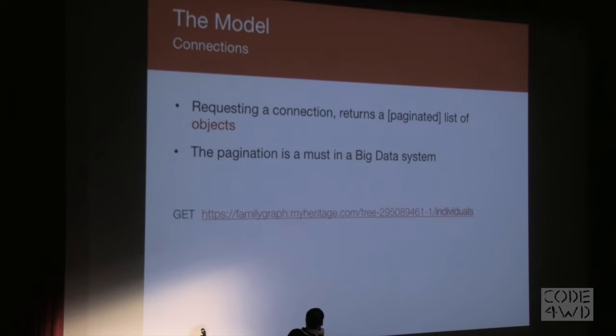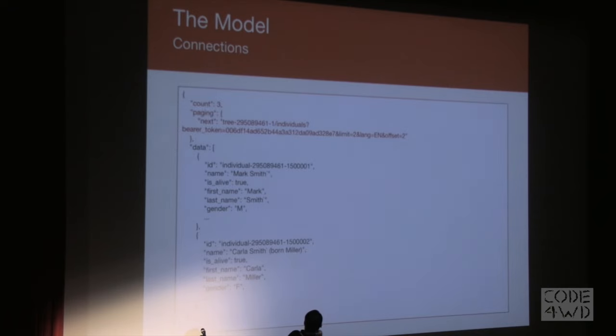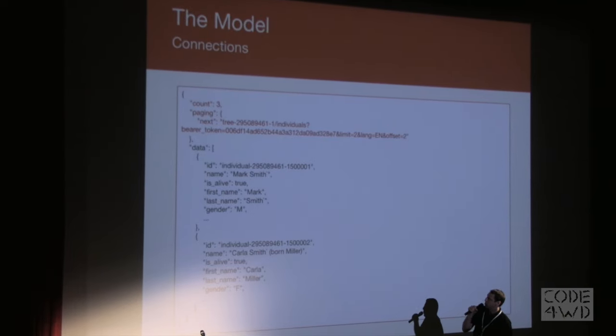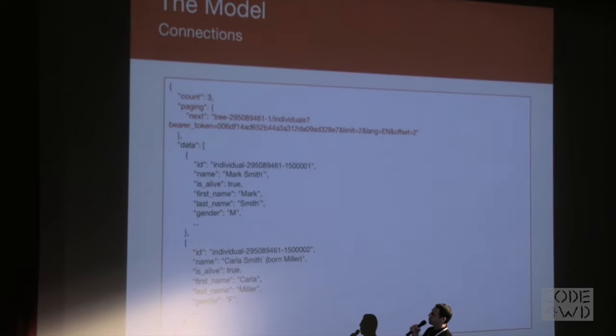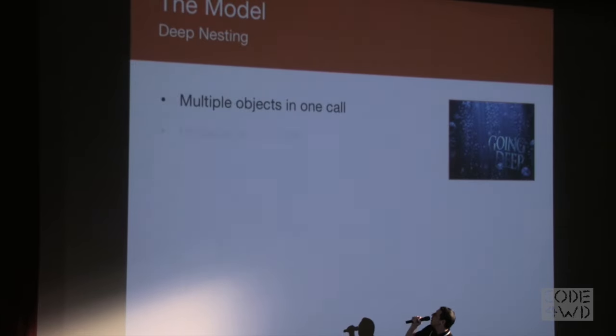So this is a sample of a request for a connection called individuals in a specific tree. And this will get you all this information. So we're getting an array of objects. Each one of the objects is of type individual. And we're getting the information about the number of individuals. It's actually a short list, just three individuals.